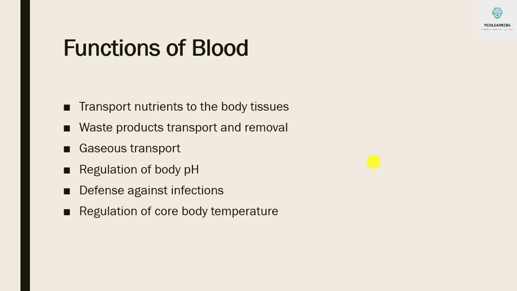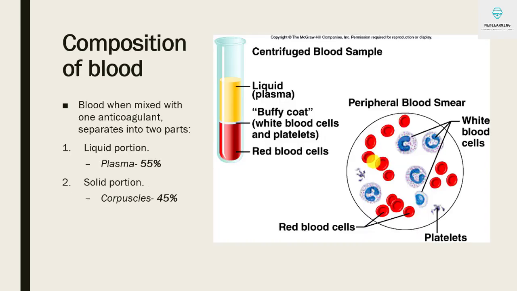It also helps us regulate the core body temperature, because our blood has a specific temperature, and in this way it helps regulate the core body temperature. So if I move to my next slide, I want to talk about the composition of blood. Blood is composed of mainly two parts. The first part is the liquid portion, and the second part is the solid portion.